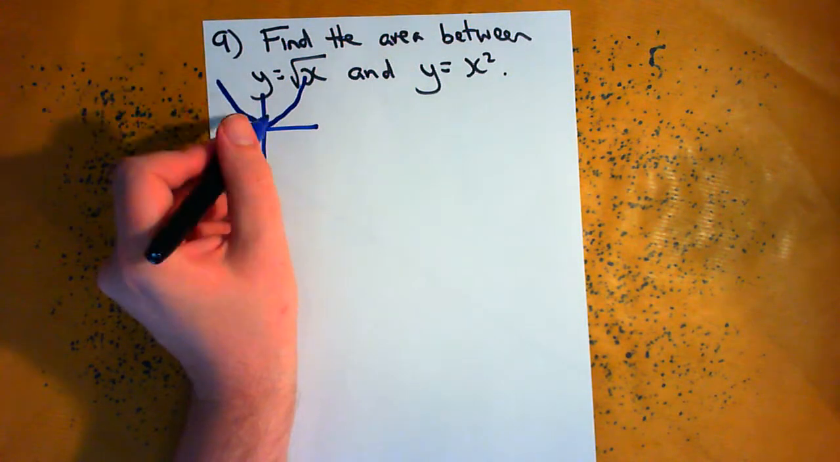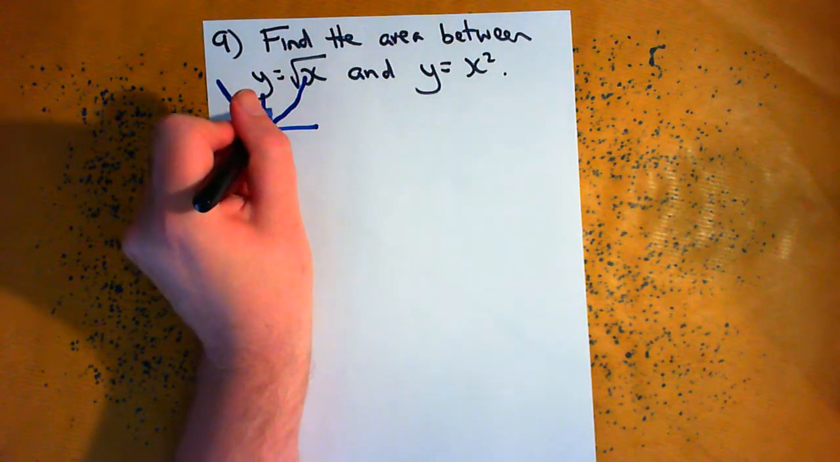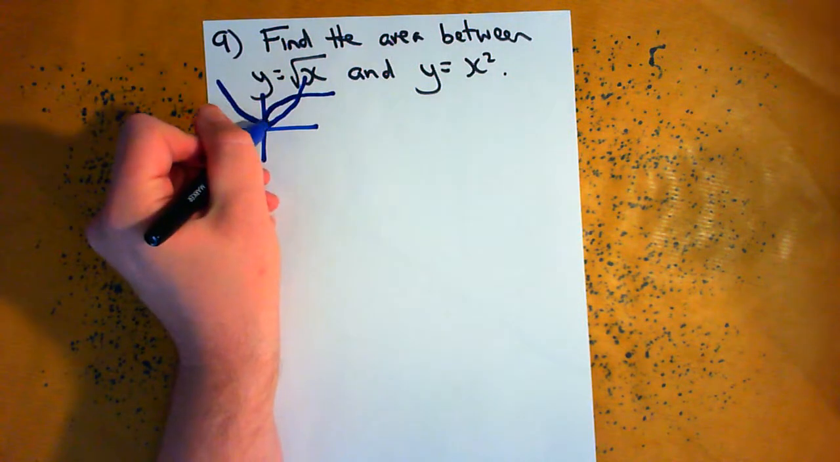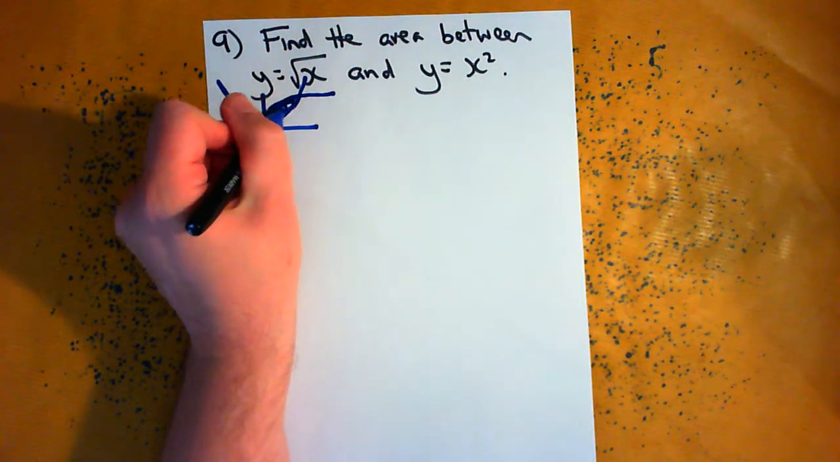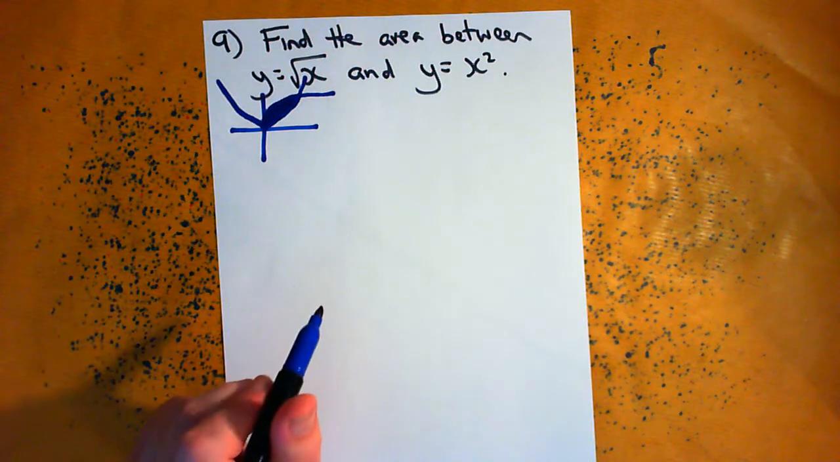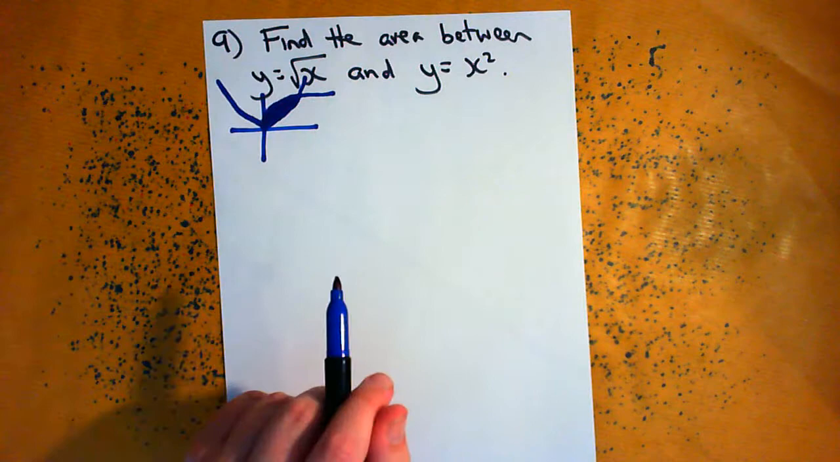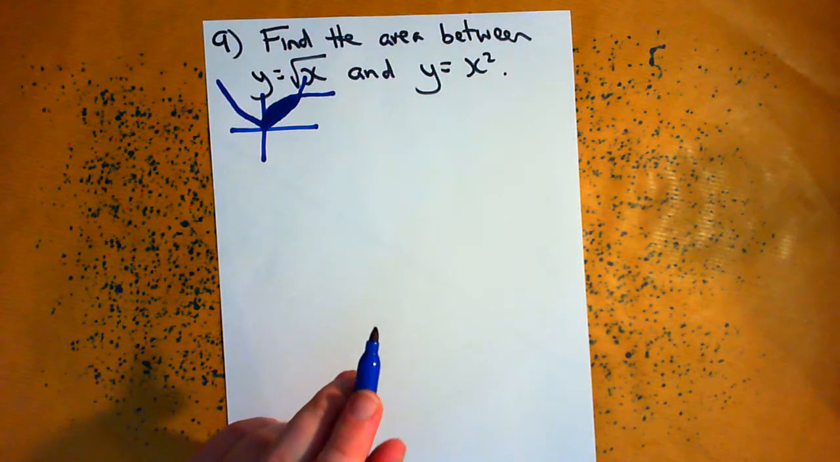Square root of x, you might not necessarily know what that looks like, but it's a part of a sideways parabola. So we're looking for the area between the two curves. Looking for that area in that region there, which means we will need to work out what our limits of integration are. We'll need to do some integration to find the area.